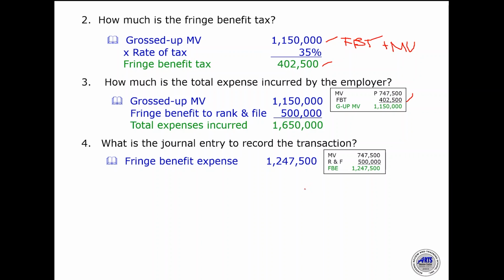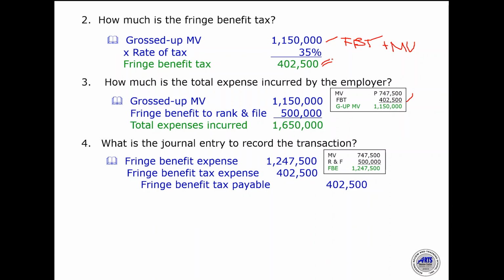And then yung tax naman. Fringe benefit tax expense, how much? Na-compute na natin yan. Yun. 402,500. And then, credit. Fringe benefit tax payable, how much? Magkano yung fringe benefit tax? 402,500. And then yung cash. Kasi, the rank and file and the monetary value, yung ibinigay sa rank and file, saka monetary value were given in the form of cash. So, the credit cash is 1,247,500.